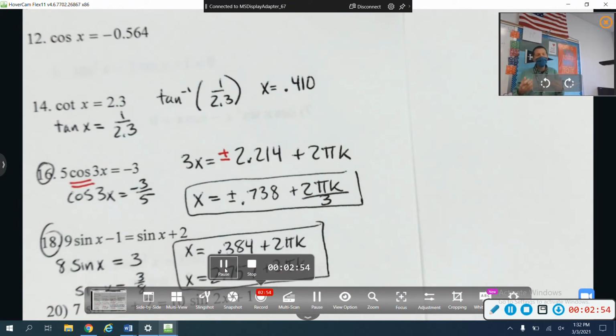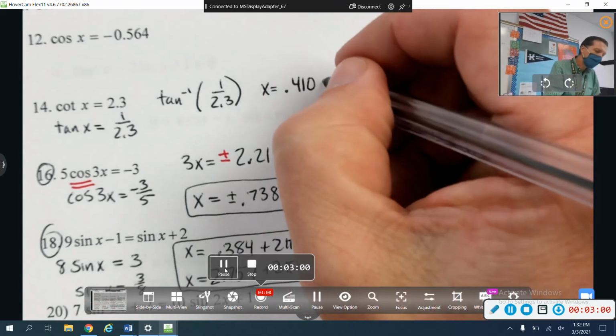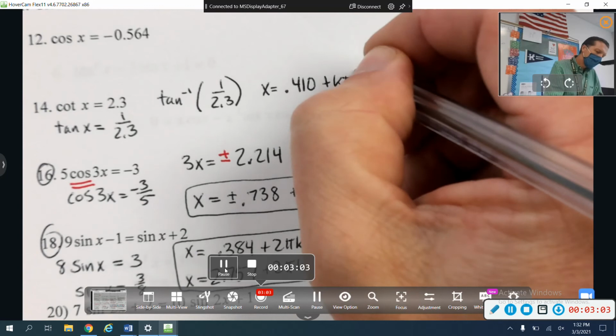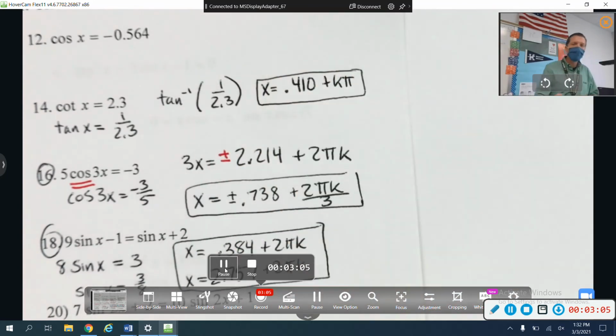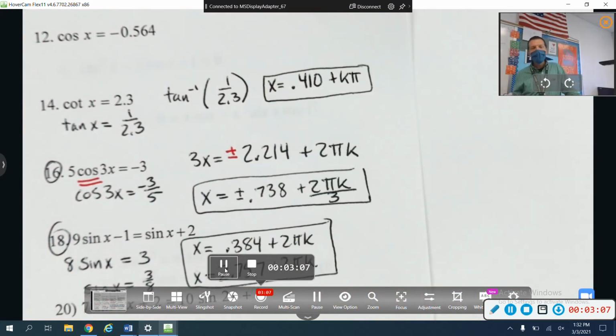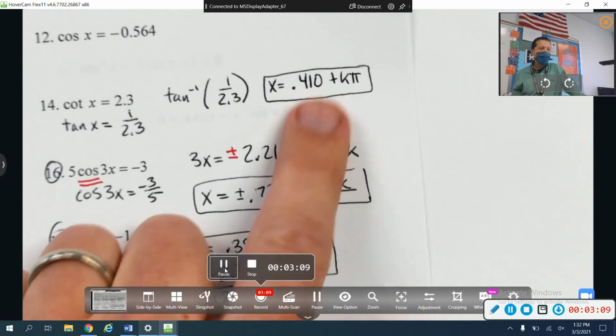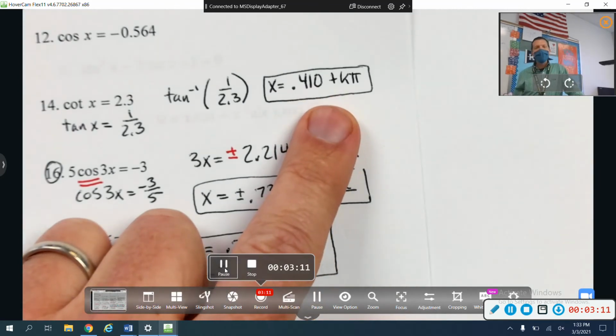That's not wrong, but that's only one answer. How do I get all of the other answers? Plus k pi. And that gets them all for tangent. So I don't have to think about the other one, or I guess I should say adding k pi gets all of the other ones.